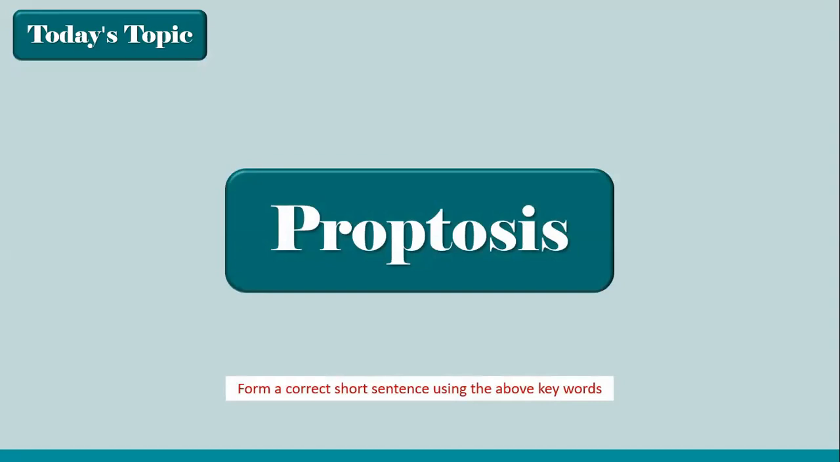Okay, so here is your question. Form a correct, complete short sentence using the above keywords. We have a keyword here and a keyword here. I want you to create or formulate a sentence, but it should be correct. Today's topic would involve proptosis. But this is not correct. We already covered proptosis in four classes.